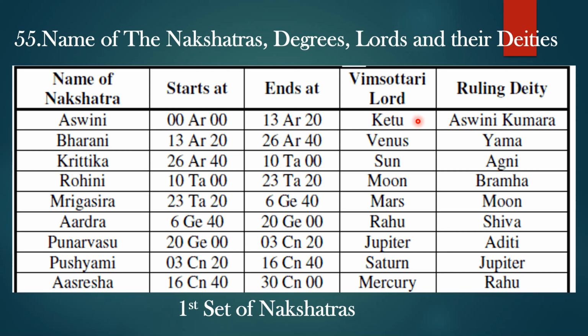Got it? You will understand. Okay, ruling deity. Also very important, okay? The first one is Ashwini Kumara. Who rules this one? Ruling deity. This is the Vimshottari Lord. When someone is born, this is the Lord that gives the period for the person, what he will think, what he will do, where he will focus everything. This one gives the inner things, okay?